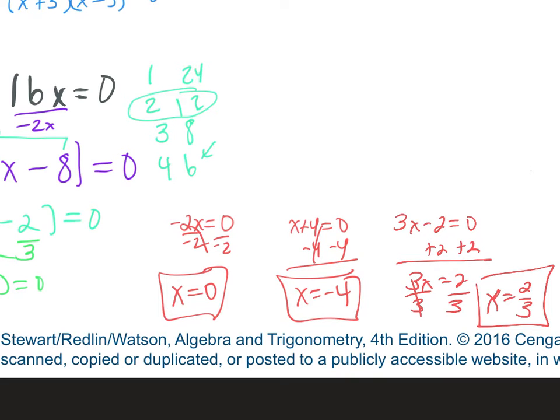So what does this tell me? What's going to happen at these 3 points on the x-axis when I draw my graph?